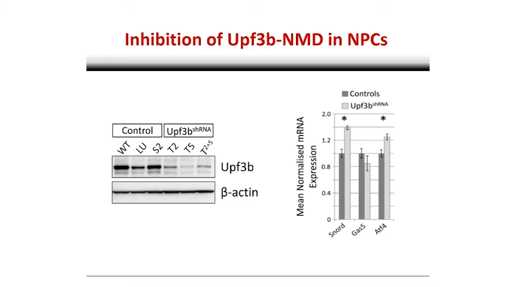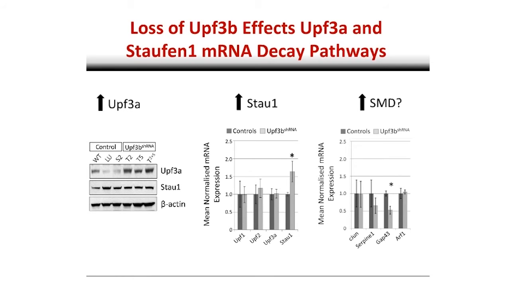So UPF3B is knocked down, and on the right here, you can see that when we look at some of the bona fide NMD target genes, they are actually upregulated in these cells also, suggesting that not only have we knocked down UPF3B, but we've actually compromised the NMD pathway in these cells. So having these cells gave us an ability to quickly look at those alternative and competitive pathways, which I mentioned previously. We can see that UPF3A expression was upregulated in these cells, suggesting that in the absence of UPF3B, this pathway can sort of compensate.